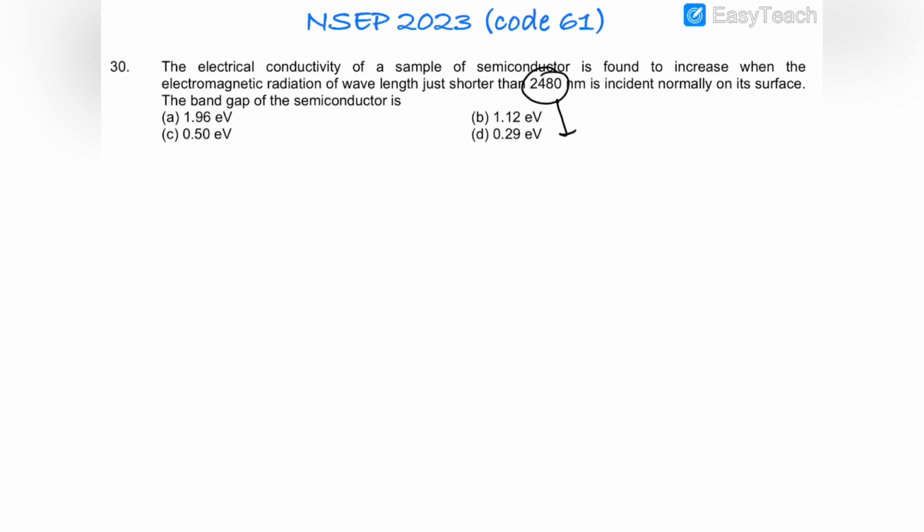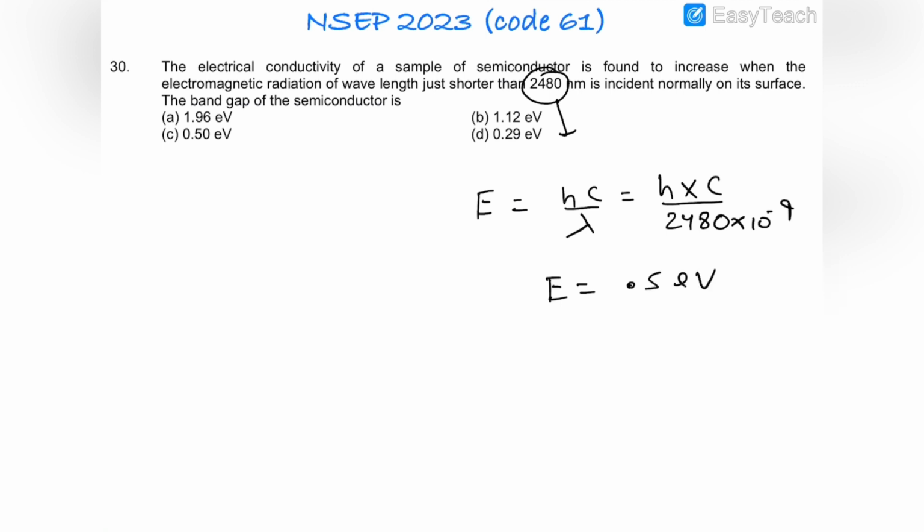So we know that the energy band gap would be equal to hc by lambda, and h into c by lambda is 2480 into 10 raised to power minus 9. We already know the value of h and c, so this E would be 0.5 eV. Okay, so the correct answer would be option number C. Now we move on to the next question.